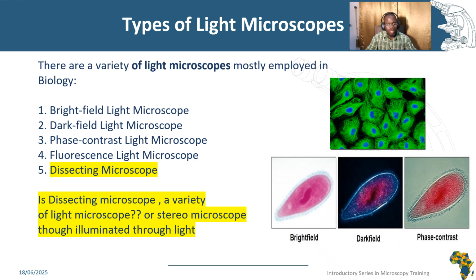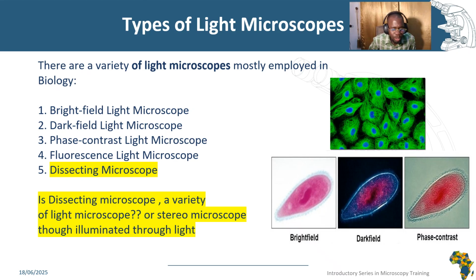Another unique feature of this type of microscope is that it has a very poor magnification of about 7.5 to 40 times. In contrast to the other four types of microscope, which have a magnification of about 40 times to 1000 and above.